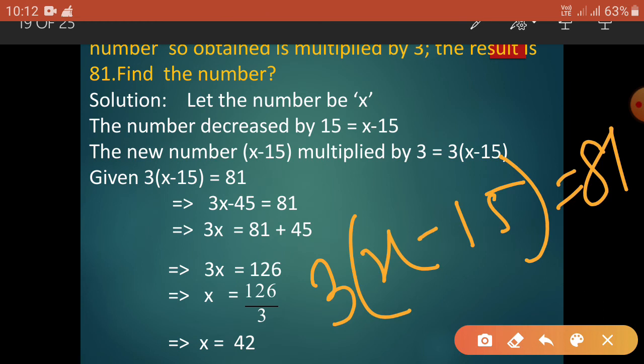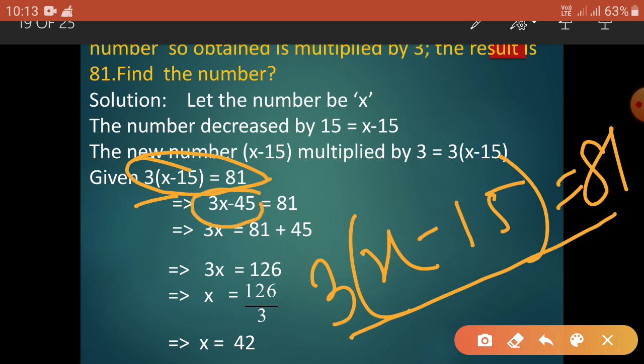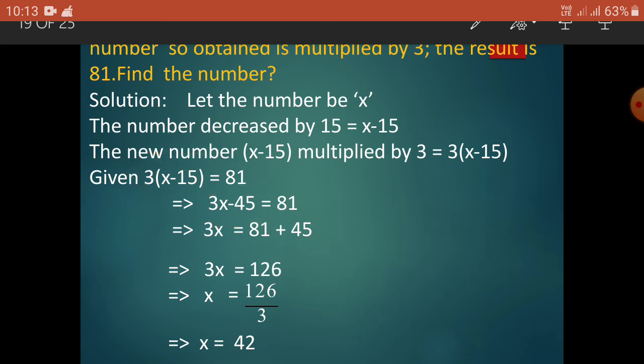Whenever the question asks for an unknown number, you have to assume the number and then read the statements and make the equation one by one, as we are doing here. Now if we have the equation, then we know how to solve it. We have to multiply the values inside the bracket. So it gives us 3x minus 45, because it is x minus 15 in the bracket. 3 into x means 3x, 3 times 15 means 45. So it gives 3x minus 45 equal to 81.